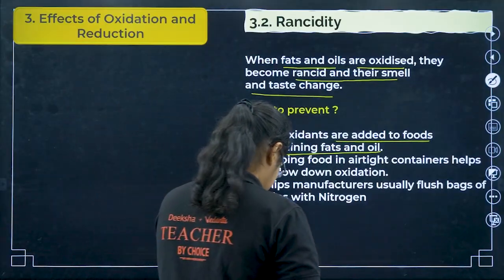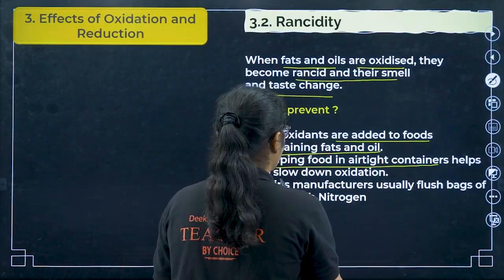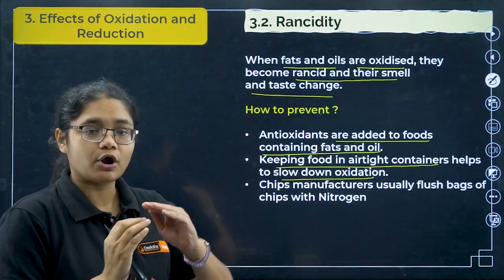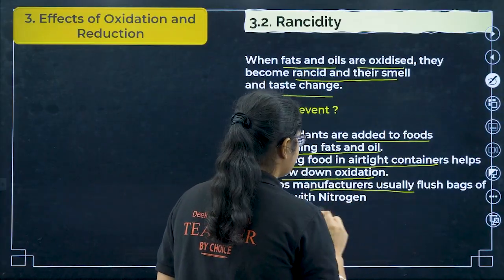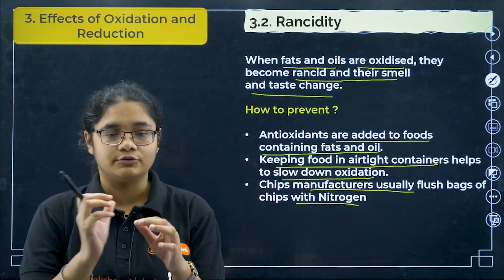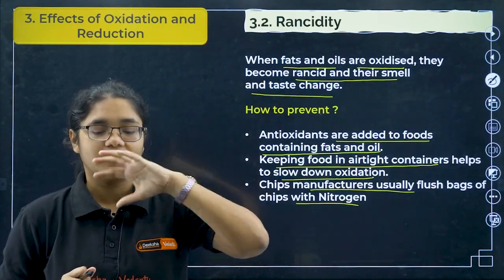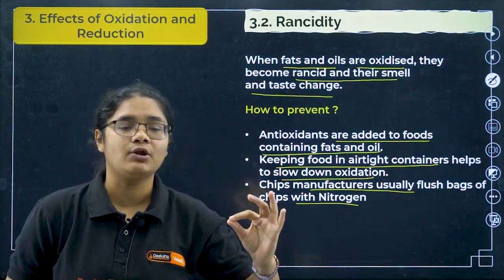Next, keeping food in an airtight container slows down the process of oxidation, so the oil does not come in contact with oxygen. Chips manufacturers usually flush bags of chips with nitrogen. So when you have packets, the chips are flushed with nitrogen gas so that they do not come in contact with air or oxygen and do not get oxidized.